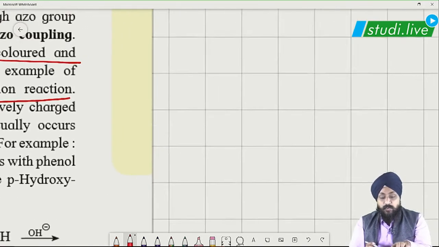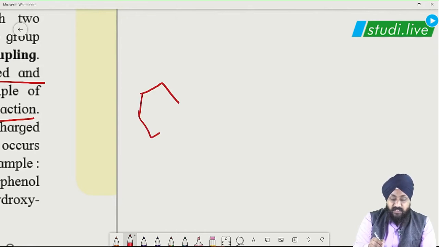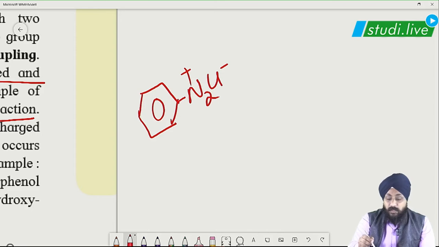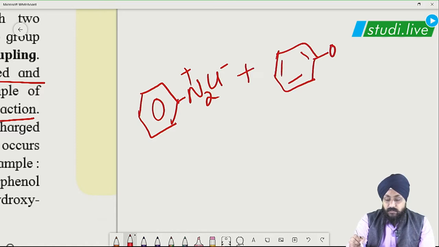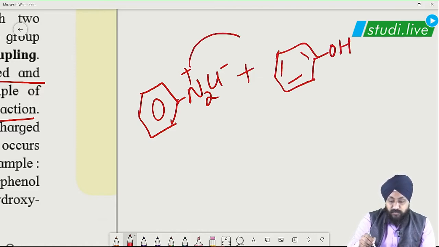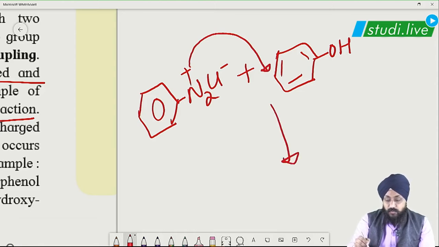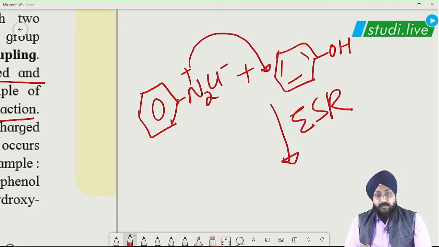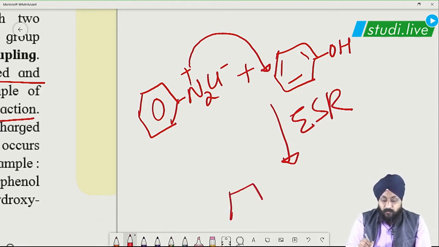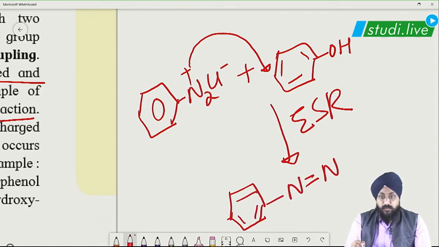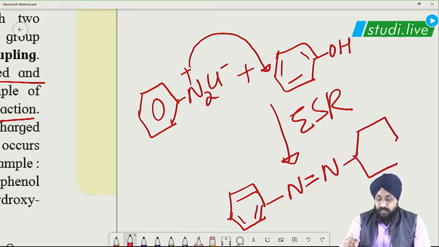See students, if I just want to show this reaction, I will write it as what? This is my arene diazonium salt. I'm going to treat it with phenol, let us say. See, this is your phenol. This ortho position is rich in electrons, and this is the para position. So it will attack at the para position. So electrophilic substitution is taking place. Why not at the ortho position? Because there will be hindrance, students. So here you will get something of this particular type.